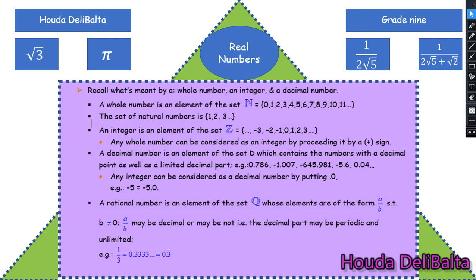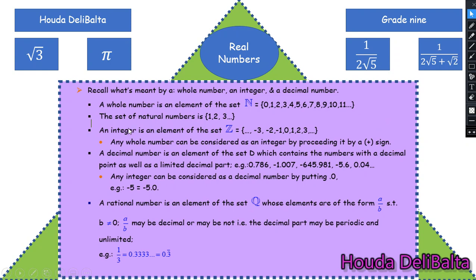So first, let's make a brief revision of what we already know about numbers. Let's start with the whole number. A whole number is a number that has no sign, no decimal. As you know, it is an element of the set N that starts with 0, 1, 2, 3. All the numbers are without signs, without decimals, without fractions. They are just whole numbers starting from 0, and they are infinite as well.